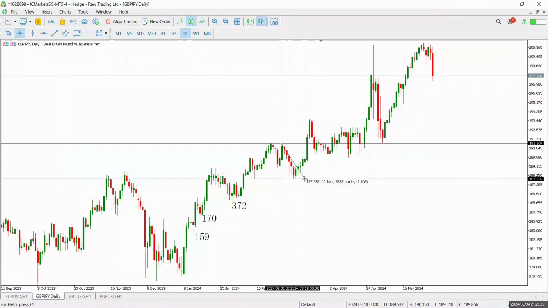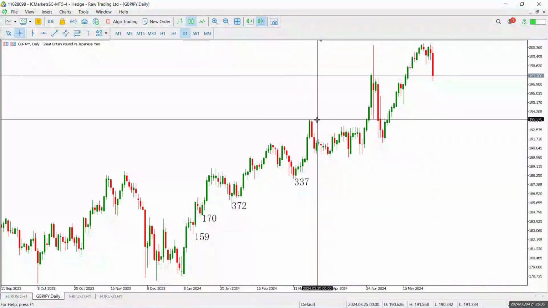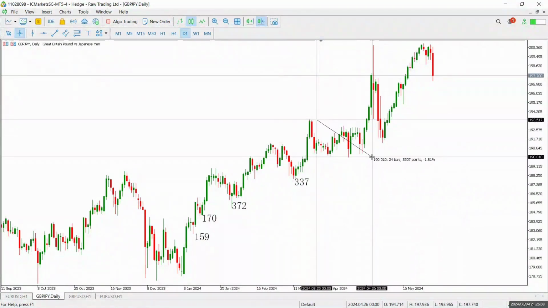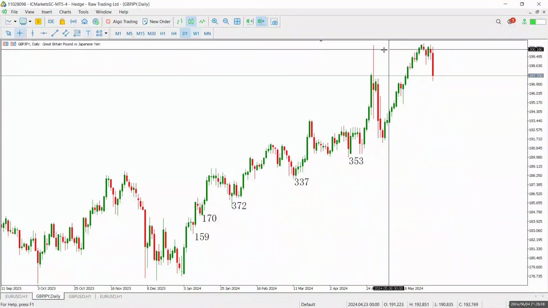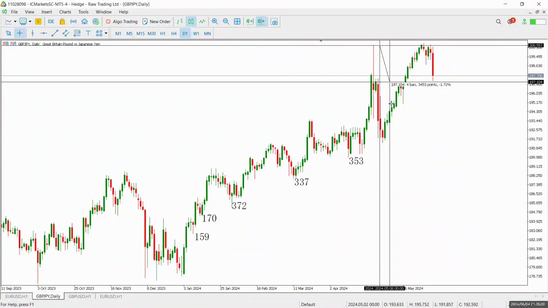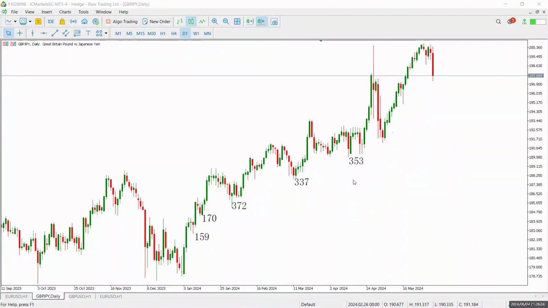337. And from the high point here to the low point here, this is what? 353. Then from the high point right here to the low point right here, this is what? 919.